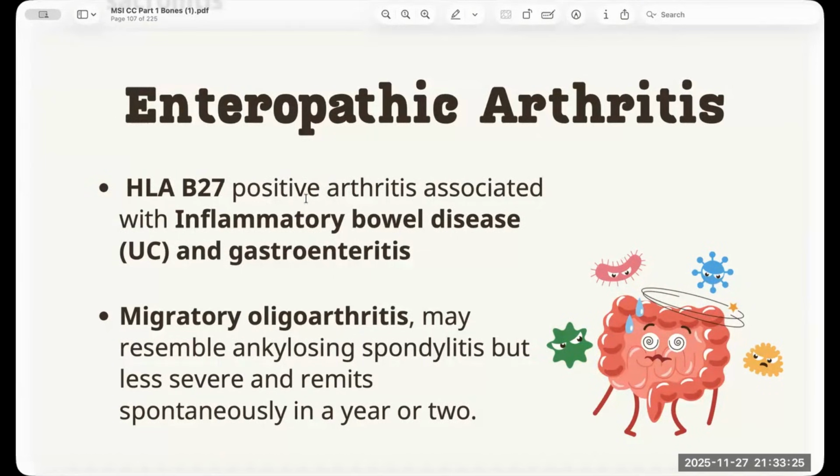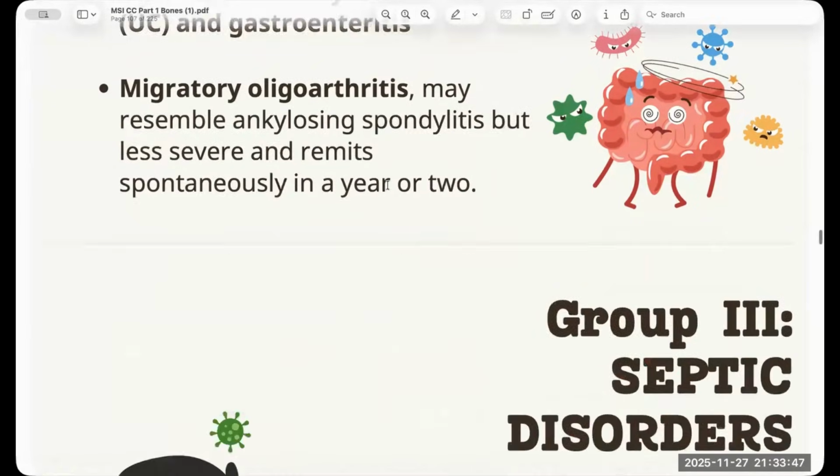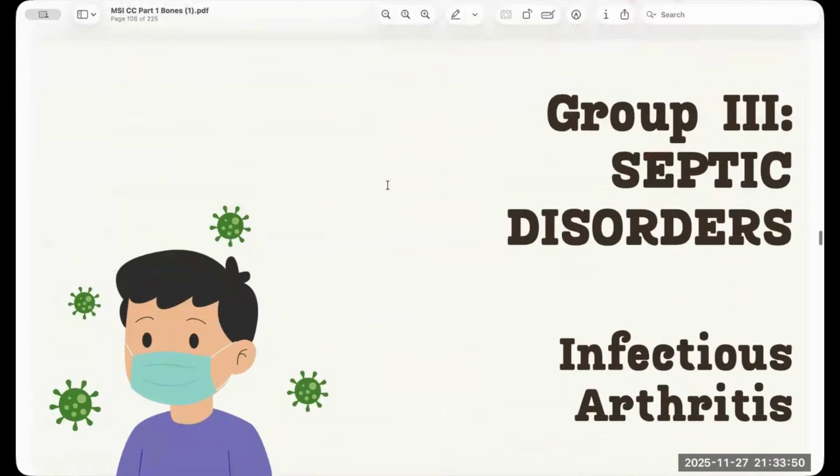Would show up to the clinic with arthritis. Now, the pattern or the character of the arthritis is migratory. That means it moves. And oligoarthritis, we mentioned that before. Oligoarthritis means 2 to 4 joints, okay? It may resemble ankylosing spondylitis, but it's less severe and remits spontaneously in a year or two. Great. Now we've finished with group 2, the infectors.